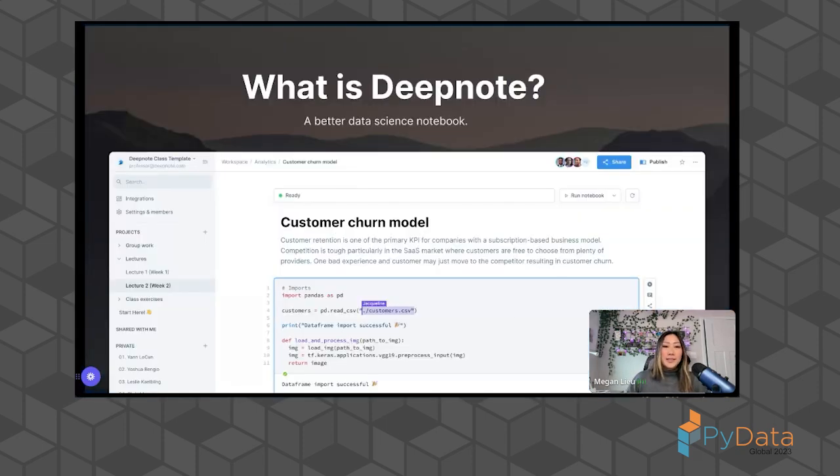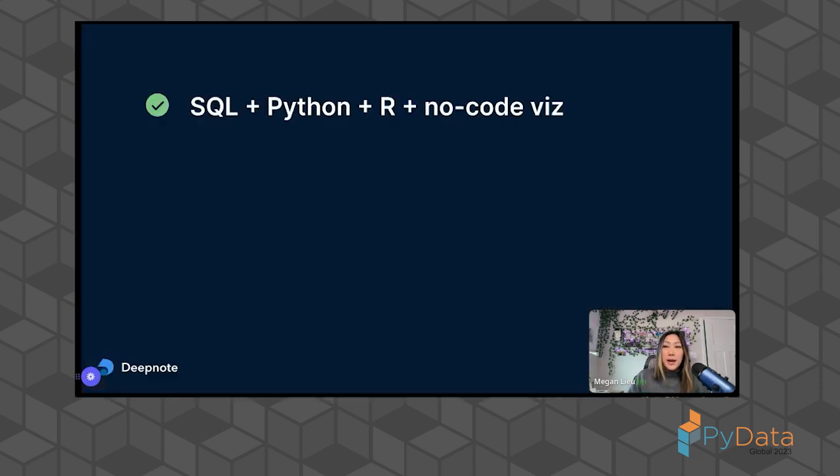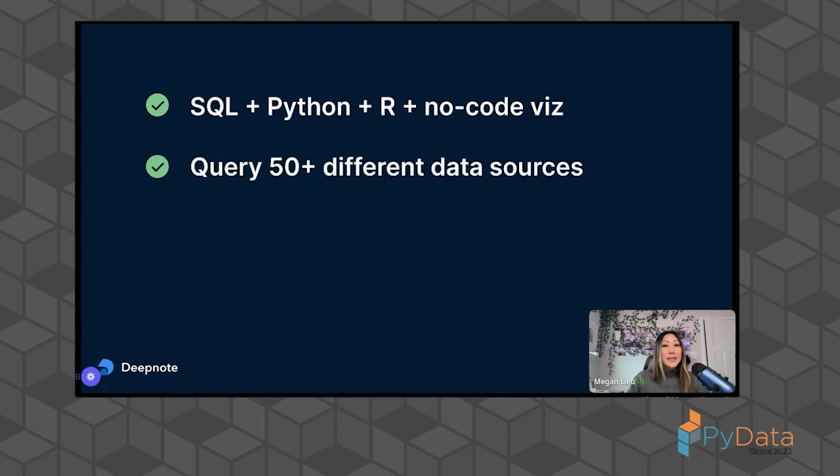First, what is DeepNote? It is essentially a data science notebook that helps teams collaborate so that they can tackle the hardest data problems together. DeepNote allows you to combine SQL, Python, R, and no-code visualization blocks together. It has over 50 native integrations that allow you to query from the most popular data sources.